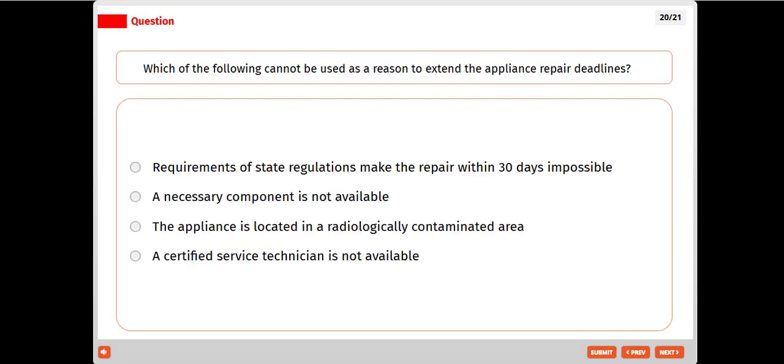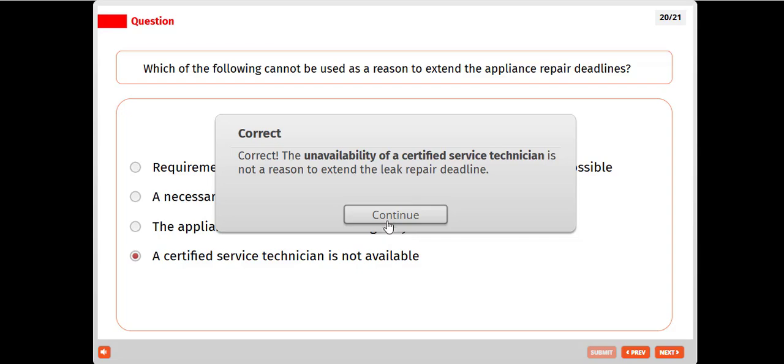Which of the following cannot be used as a reason to extend the appliance repair deadline? Requirement of state regulation make the repair within 30 days impossible. Necessary components is not available. The appliance is located in radiology contaminated area. Certified service technician is not available. This will not stop the repair.